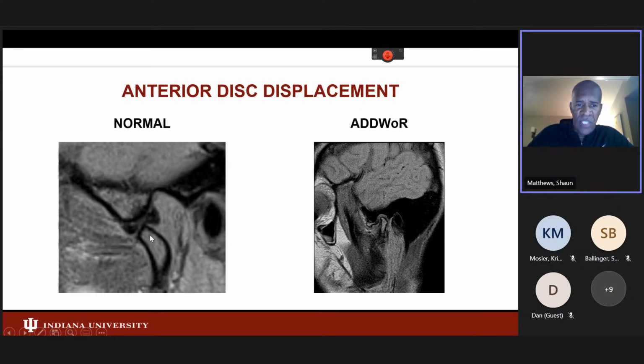That's a normal-looking disc. On the image on the right, we have an anterior disc that is displaced without reduction. Much more difficult to see, but just outlined here. It has slipped anterior to the head of the condyle and is an anteriorly displaced disc. This one does not reduce on mouth opening.